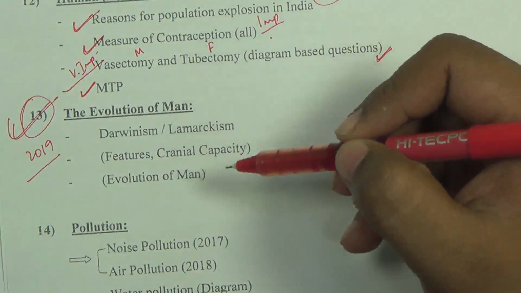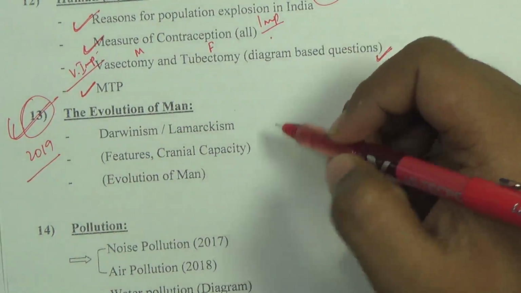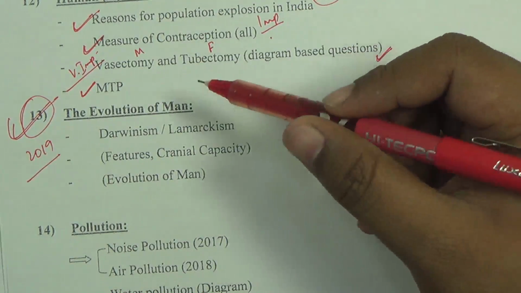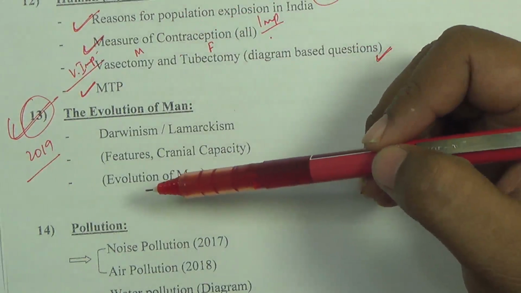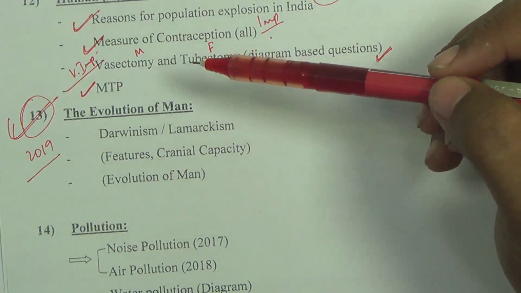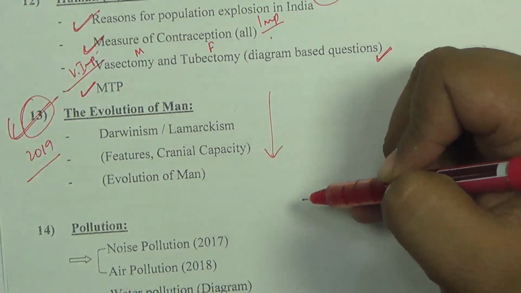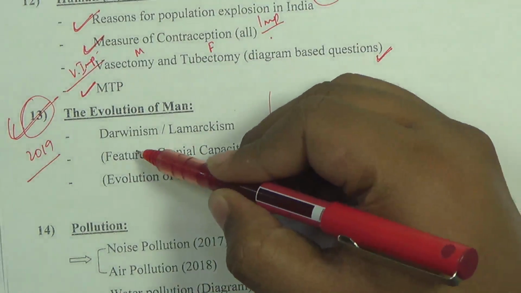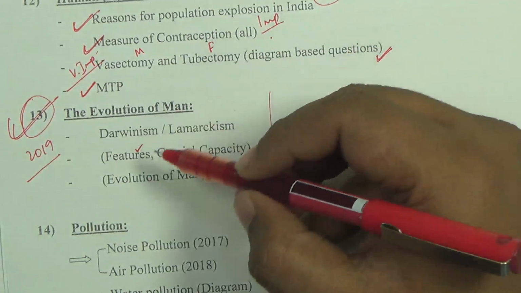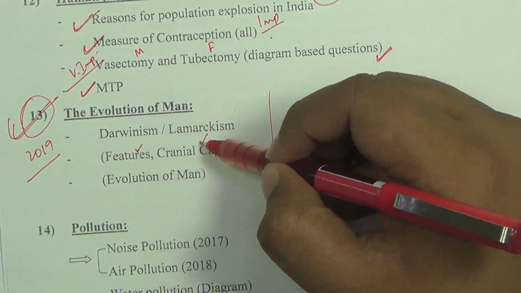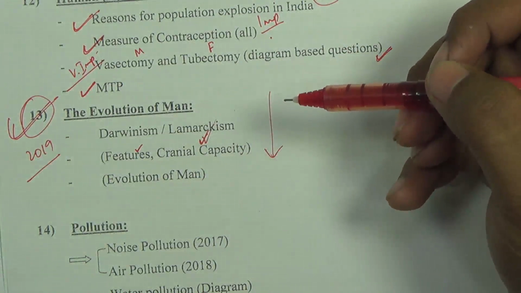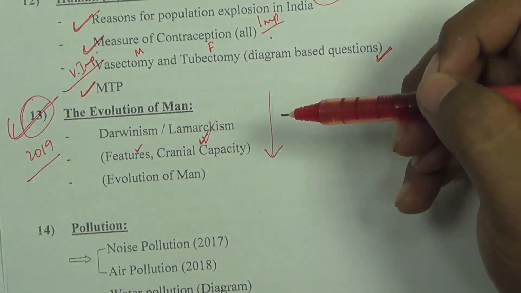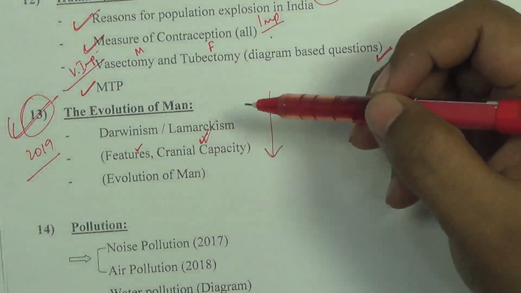For evolution of man, you have to draw a table in which you have to mention the different ancestors of man accordingly. First of all, you have to learn the different ancestors of man. Okay? And then you have to learn one or two features, not more, but the most important part is cranial capacity. We see that in evolution of man, the cranial capacity has increased remarkably.